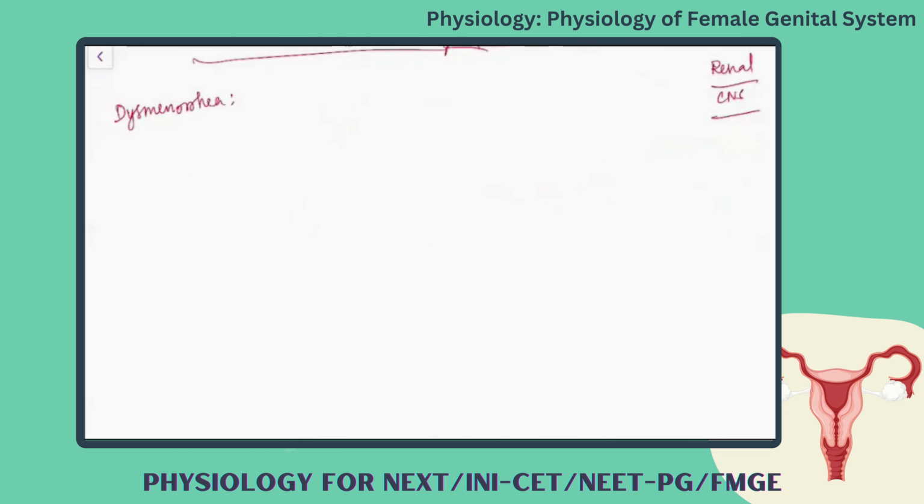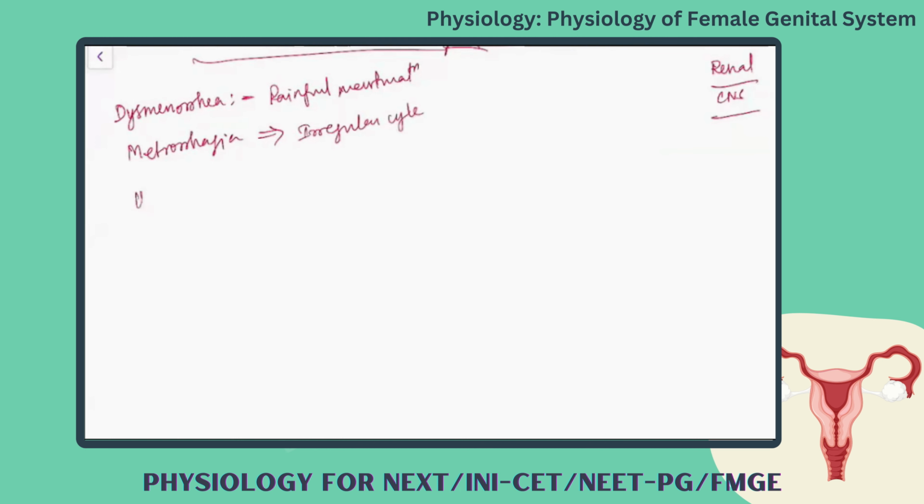Dysmenorrhea. What is dysmenorrhea? Painful menstruation. And what is metrorrhagia? Irregular bleeding. Good. Irregular cycle.